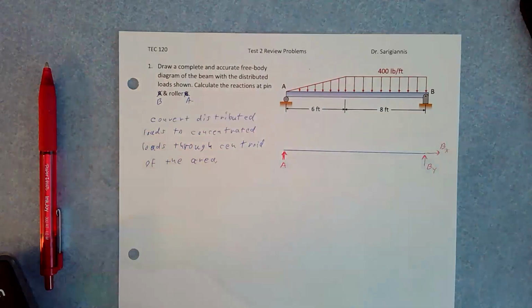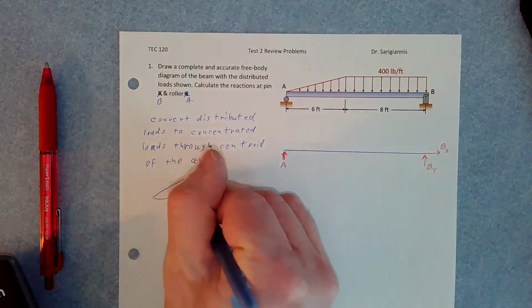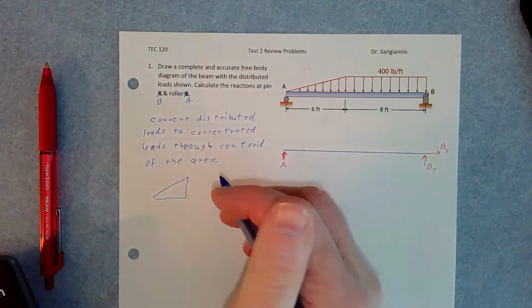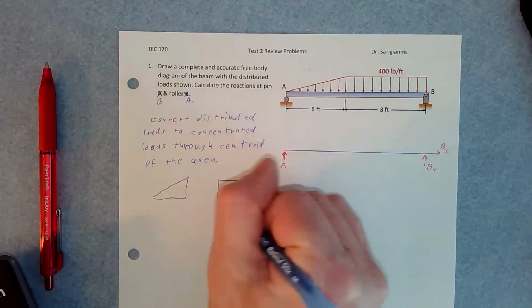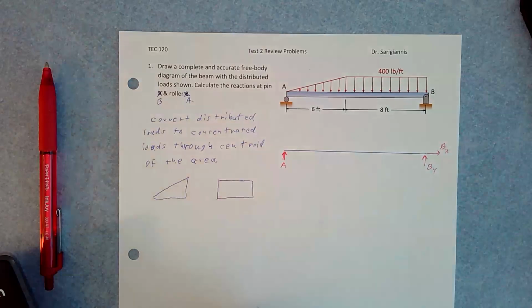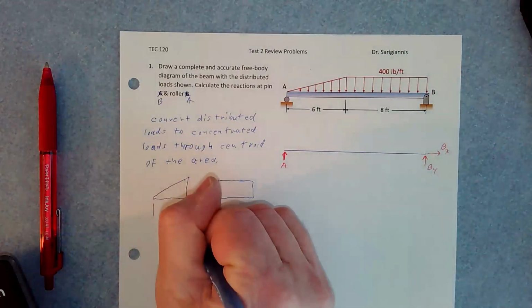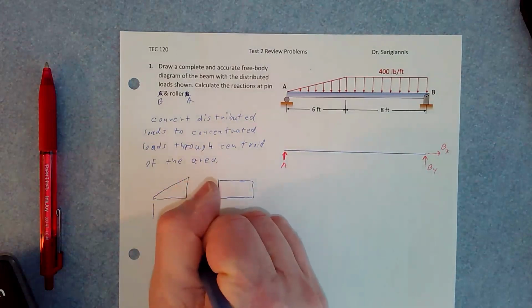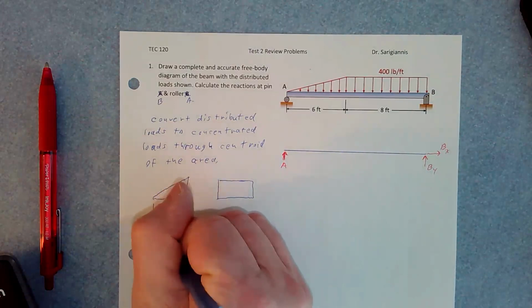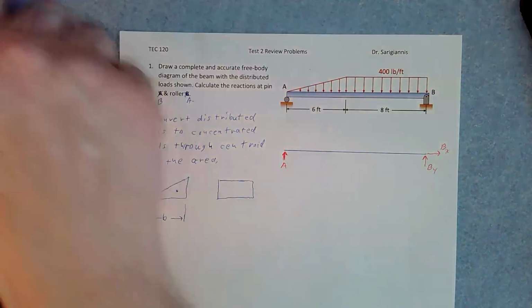So let's see, I'm going to draw over here. I'm just going to draw two shapes. I'm going to draw a triangle and a rectangle. I'm going to label where the centroid is. Again, this is in your textbook. It's also in the slides that we covered in class. Got a rectangle. And let's call this the base. And the centroid of a triangle is base over 3.